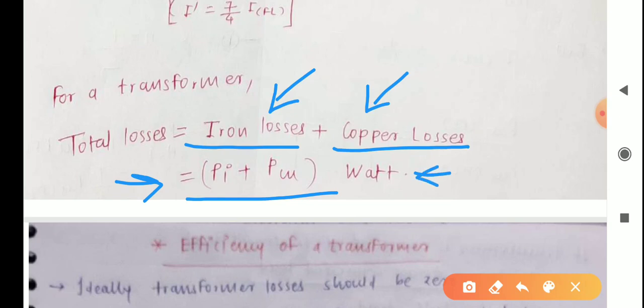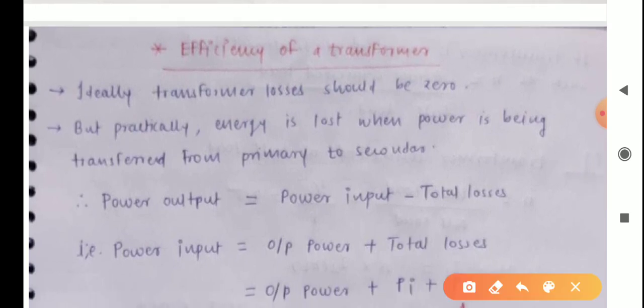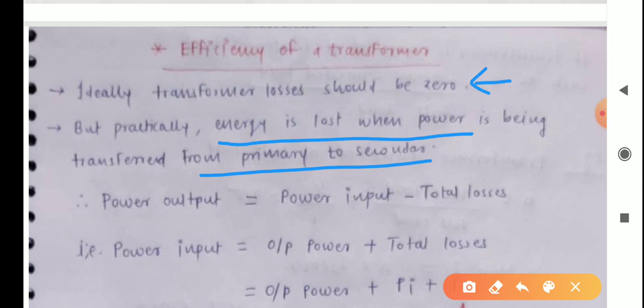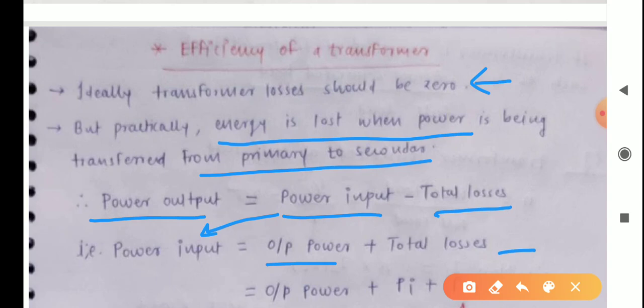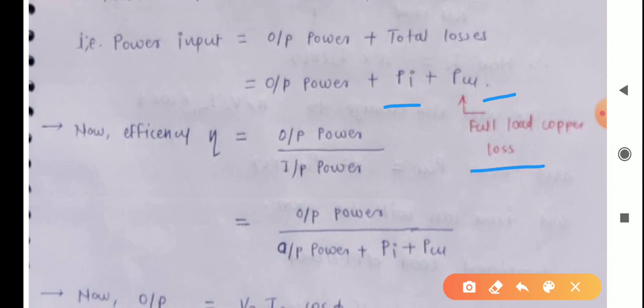Now let's understand the efficiency of the transformer in terms of these losses. Ideally your transformer should have zero losses, but practically there is some loss of energy happening when the power is being transferred from primary to secondary. So our power output will not be exactly equal to power input, but power input minus total loss. So from this expression we can get the input power: power input is equal to output power plus total losses. So here our power input will be output power plus iron loss plus copper loss, where copper loss is the full load copper loss that we are considering.